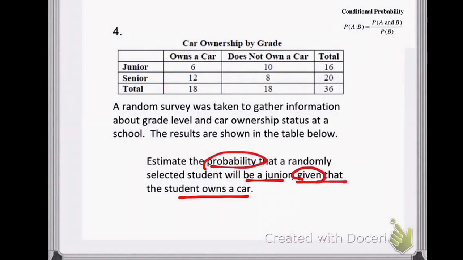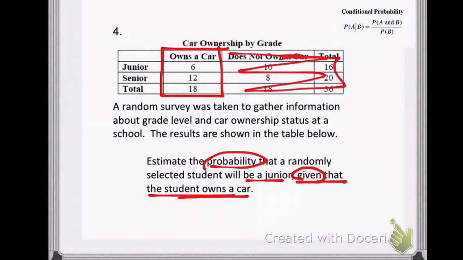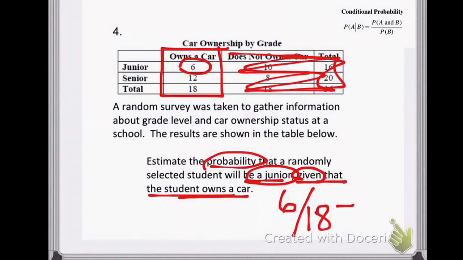So we're given that the student owns a car. So if we know they own a car, those are the only people we're going to look at. We won't care for anybody else. So we want to know the probability that we get a junior. So we have 6 juniors out of the total that own a car. That would be 18, and you can simplify that to be 1/3.